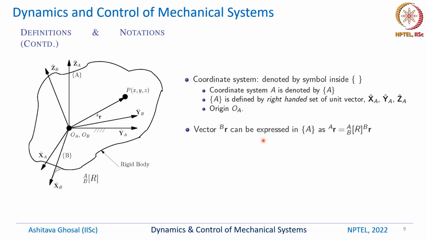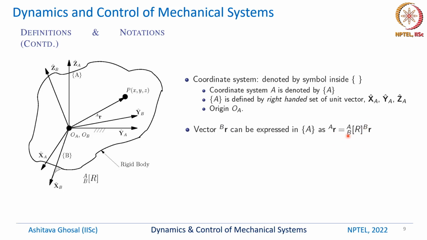A vector in this coordinate system, say for example with respect to the B coordinate system, can be expressed in another coordinate system. This is very well known from basic mechanics that if you have a vector in the A coordinate system and you have another vector in the B coordinate system, they are given in terms of each other by pre-multiplying BR with the rotation matrix ABR. Okay, so just to keep track, this notation is very useful.